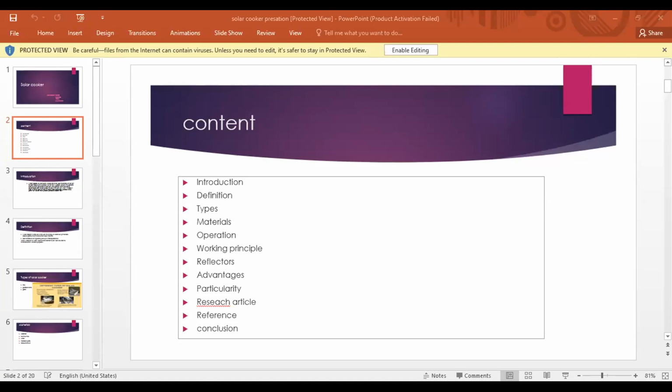So in this case, the contents are: introduction, definition, types, materials, operation, working principles, reflectors, advantages, particularly a research article, and different uses, accompanied by a conclusion. So you can go to the next slide.